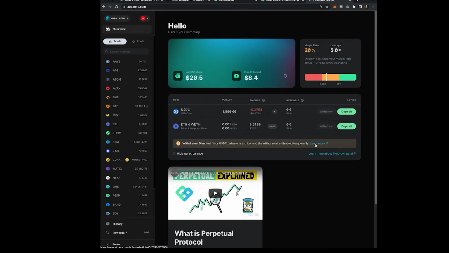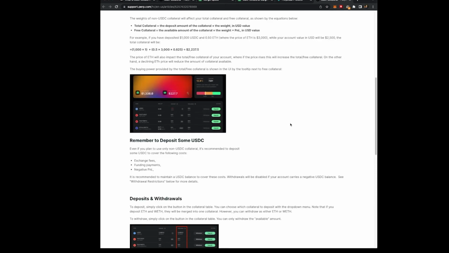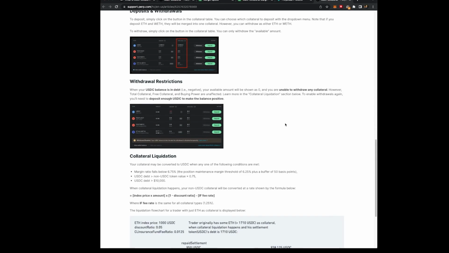If you have a negative USDC balance, then non-USDC collateral such as ETH cannot be withdrawn. However, your total collateral, free collateral, and buying power are unaffected. You can find out more details about multi-collateral on Perp through our help center, which is linked in the description below. As well as a position liquidation process, there's another process called collateral liquidation.